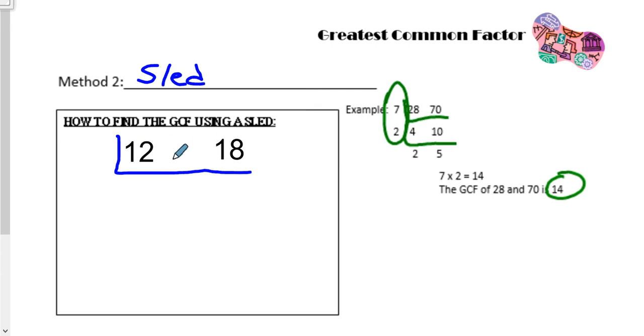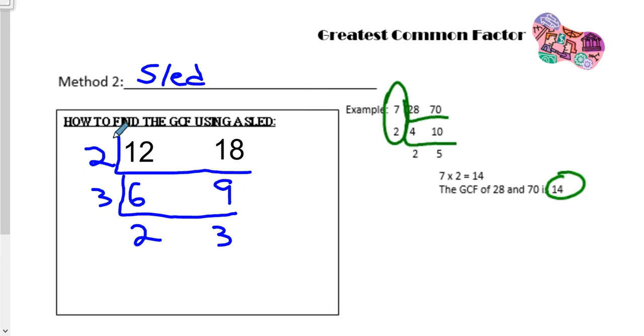Remember, if you're stuck, use your divisibility rules. So if nothing else, they're both even. That means I can divide them by 2. Well, 12 divided by 2 is 6. 18 divided by 2 is 9. Okay. Then you look to see what these numbers have in common. These can both be divided by 3. So 6 divided by 3 is 2. 9 divided by 3 is 3.